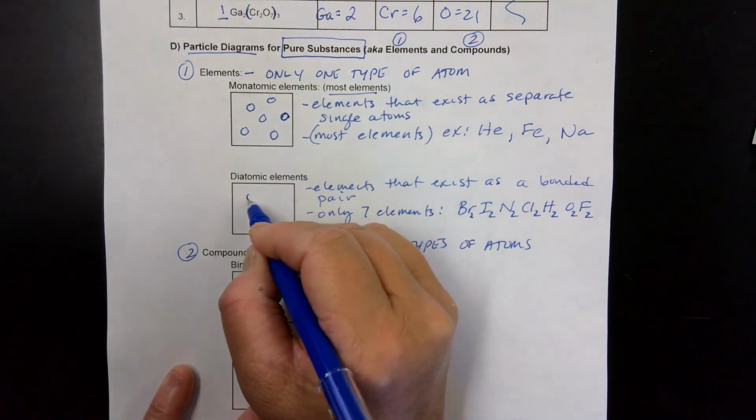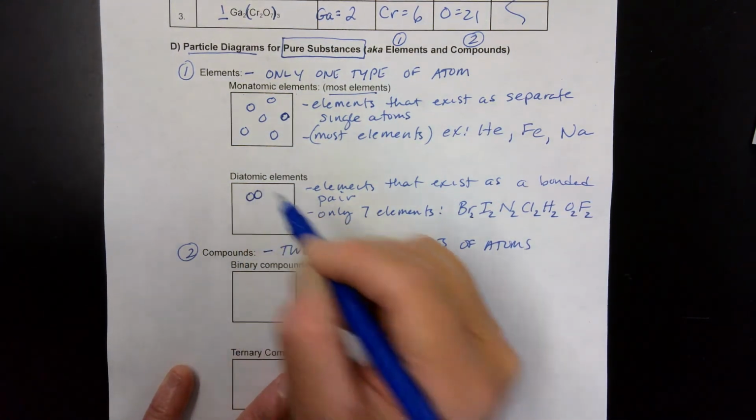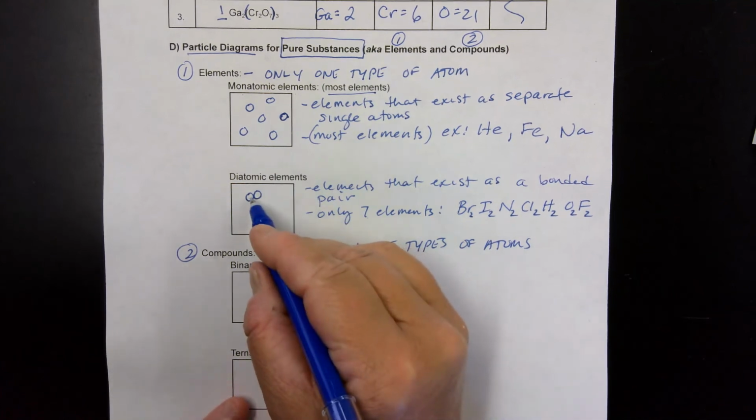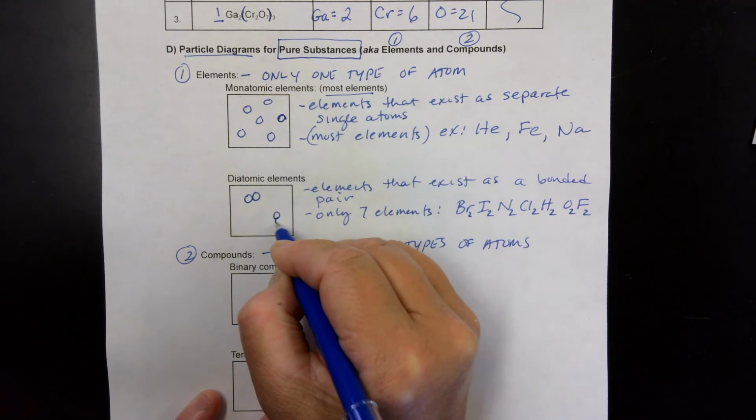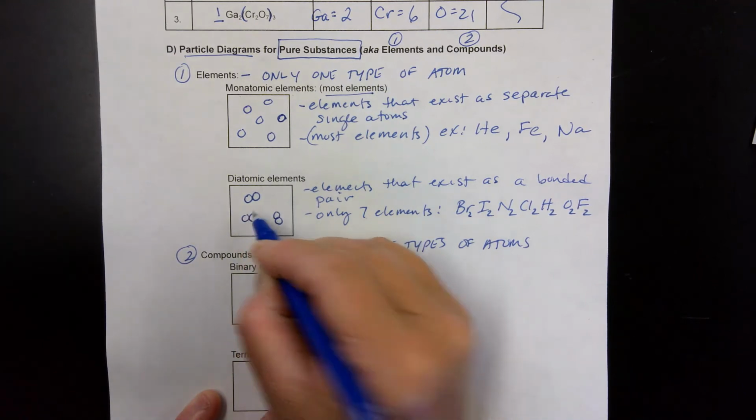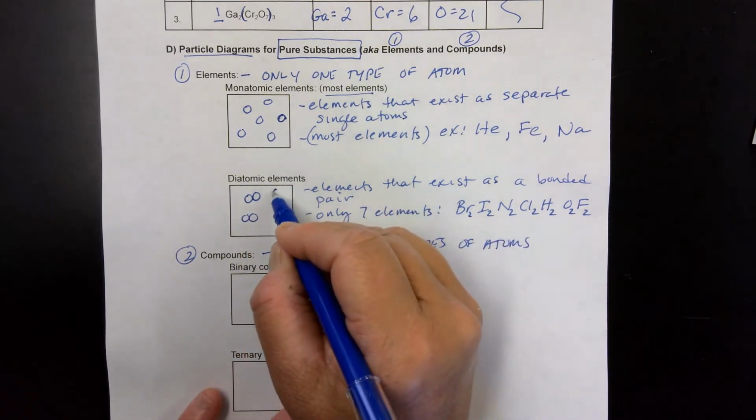Diatomic elements are going to be drawn as 2 atoms kind of touching like that. But those 2 atoms are clumped together, they are stuck together, and we're going to draw 3 particles. Oh, heck, let's draw 4 particles.